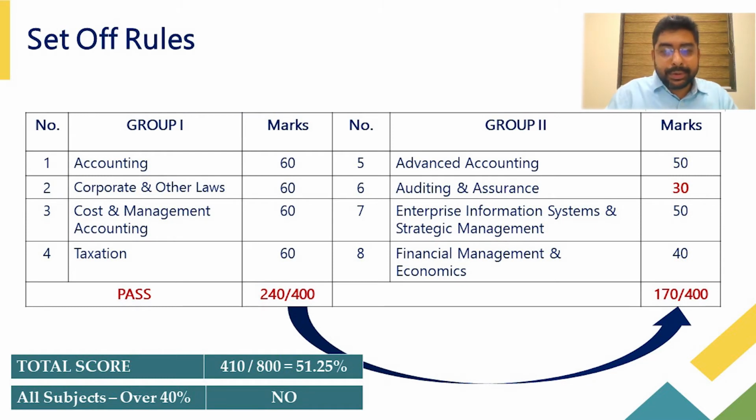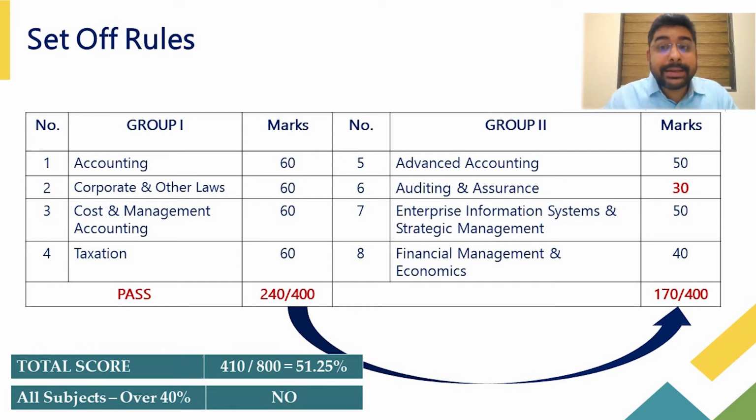Let's assume here's a report card. Now, group 1 and group 2, both the groups this candidate gave together. First group, this candidate has scored 60 in all four subjects. Second group, this candidate has scored 50, 30, 50 and 40. Okay. Now, two checks we have to run.